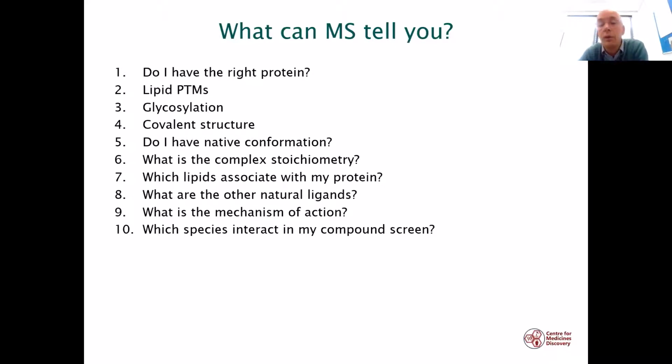Obviously, you want to know if it's a complex, and do you have the complex and what is its stoichiometry? Another feature of membrane proteins is they very often have lipids either loosely or quite tightly associated with them. So you're going to want to know what these lipids are. Are there any other natural binders, any other natural ligands binding to your protein? Obviously, you're going to be interested in the mechanism of action, and native mass spec can tell you something about that. And finally, if you're interested in screening for drugs, you want to know which compound is interacting with your protein. You can also do that by native mass spectrometry.